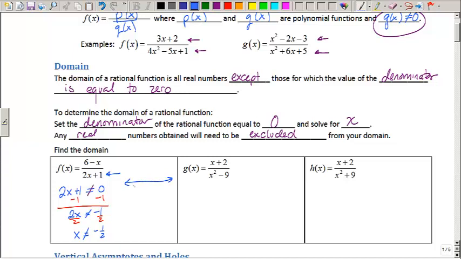X can be anything else it wants to be. Anything except negative 1/2. And if you think about that on a number line, we have no value at negative 1/2, but every single other value you're allowed to have. So my domain in interval notation is negative infinity, comma negative 1/2, union negative 1/2 to infinity. All numbers except negative 1/2.